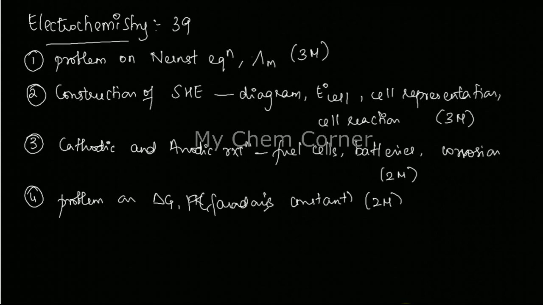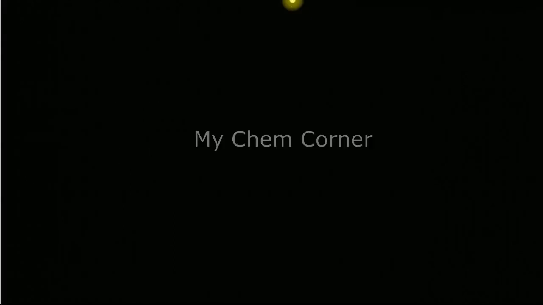So these are the types of questions that they can ask from the electrochemistry chapter. Mostly they are problem based or equation based. Hardly do you get any directly asked questions from electrochemistry. Alright, then we have the 4th chapter, which is chemical kinetics. Alright, chemical kinetics is question number 40.